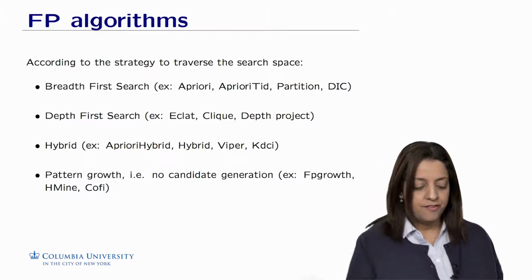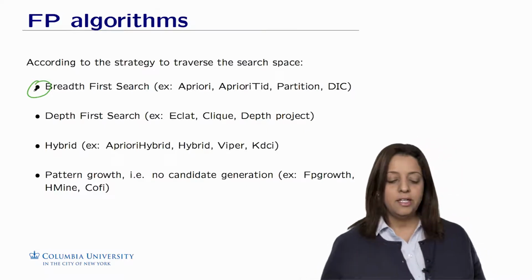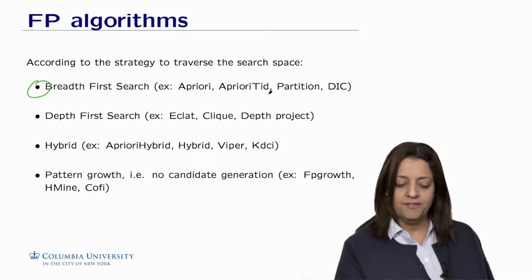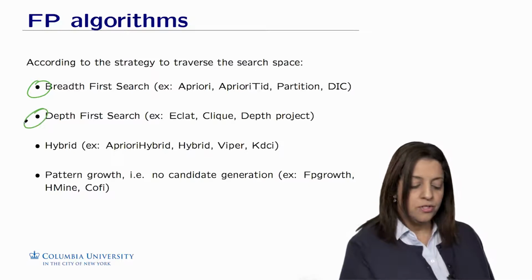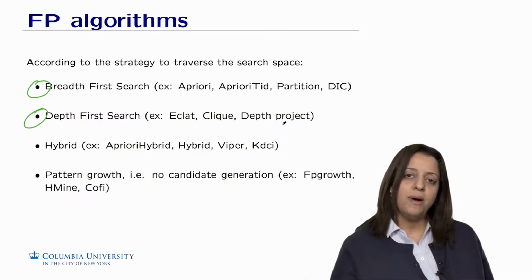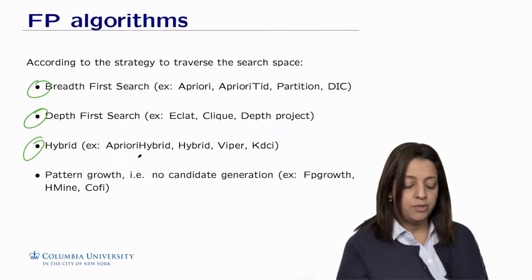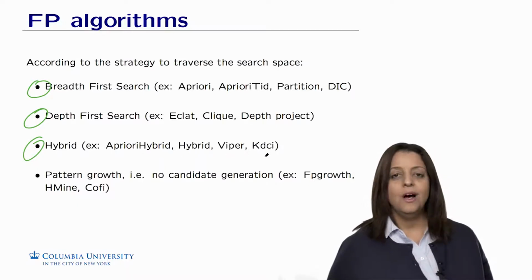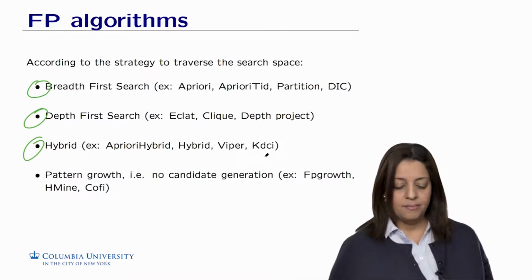So methods doing breadth-first search include the Apriori algorithm itself and some extensions of it that use transaction identifier intersections, partition, DIC, etc. Methods that use depth-first search include Eclat, Clique, and DepthProject. And finally, there were some methods that combine the benefits of depth-first search and breadth-first search, such as Apriori Hybrid, Viper, and DCI.